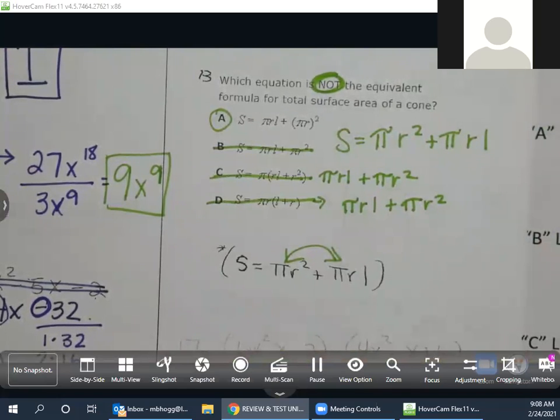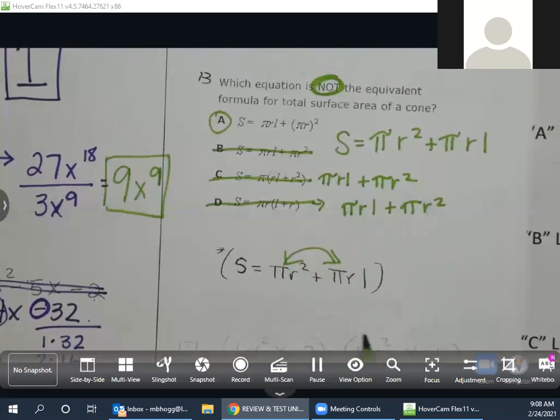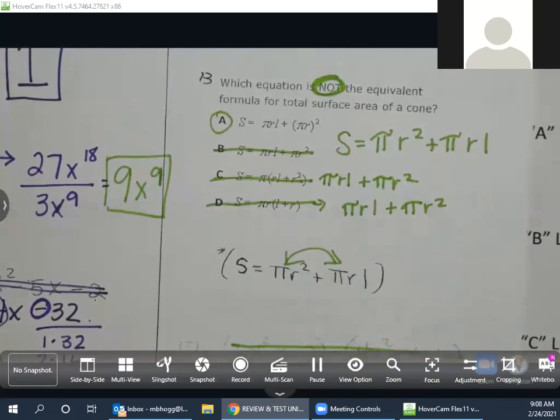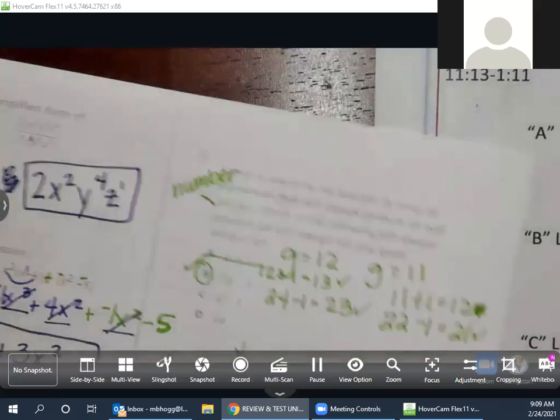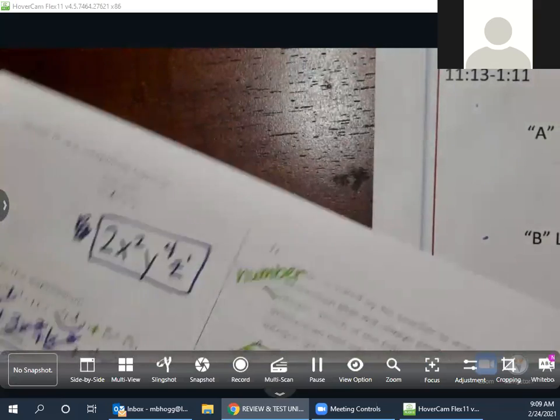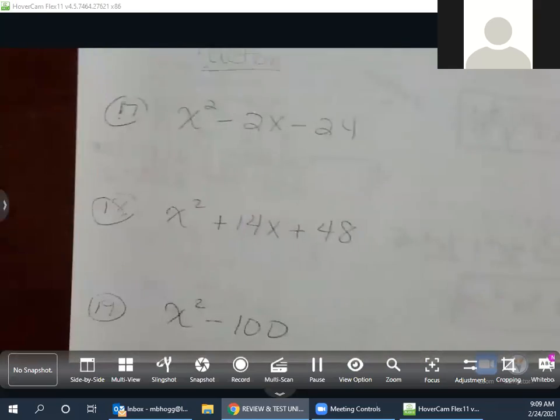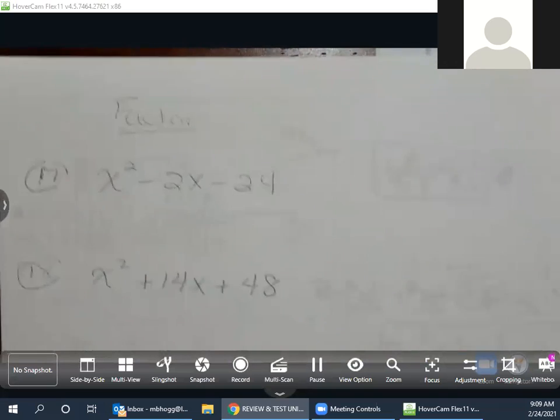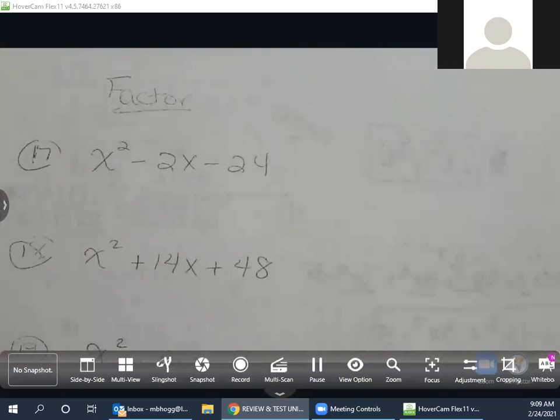Okay, 17. We're going to cross out the one they give you, and we're going to skip that and go to 17 on the back. So we're going to end with some factor practice.